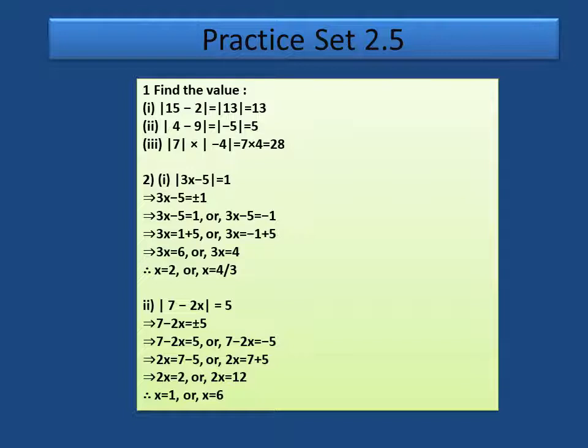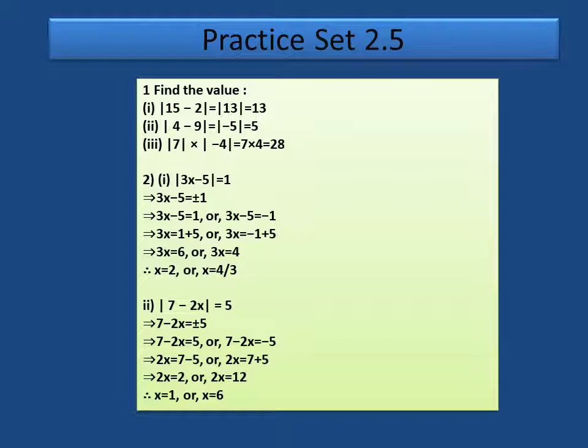Absolute value of 4 minus 9. You want to take first 4 minus 9, the subtraction. 4 minus 9's answer is negative 5. Then absolute value of negative 5 is equal to 5. Mod of 7 multiplied by mod of minus 4. Here two separate modulus values, absolute values, are given. Then what is the absolute value of 7? 7. And absolute value of minus 4? 4. And we want to take that product, that is 7 into 4 equal to 28.